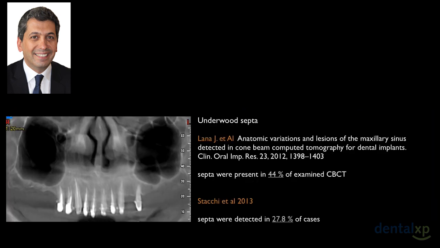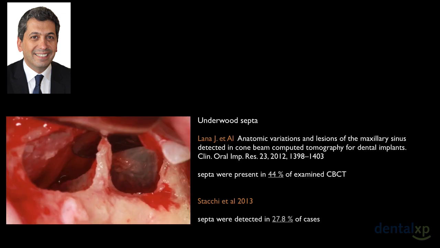Also we have to detect abnormalities like the Underwood septum, which is an anatomic variation that can in most cases lead to a tearing of the sinus membrane. Septa were present in 44% of cases in some studies, like Lana and co-workers. In some other studies, we had 28% of cases with septum, which is also a very significant amount. So we always have to detect the presence of these septa, because their presence will complicate our sinus floor elevation.